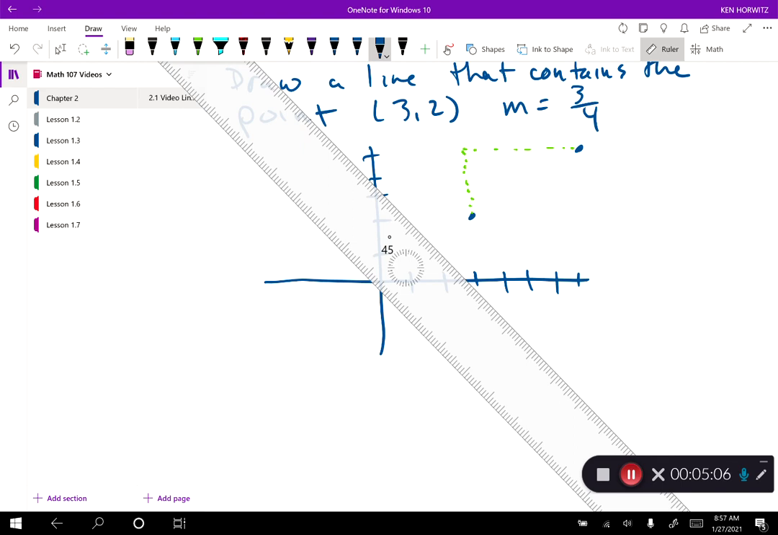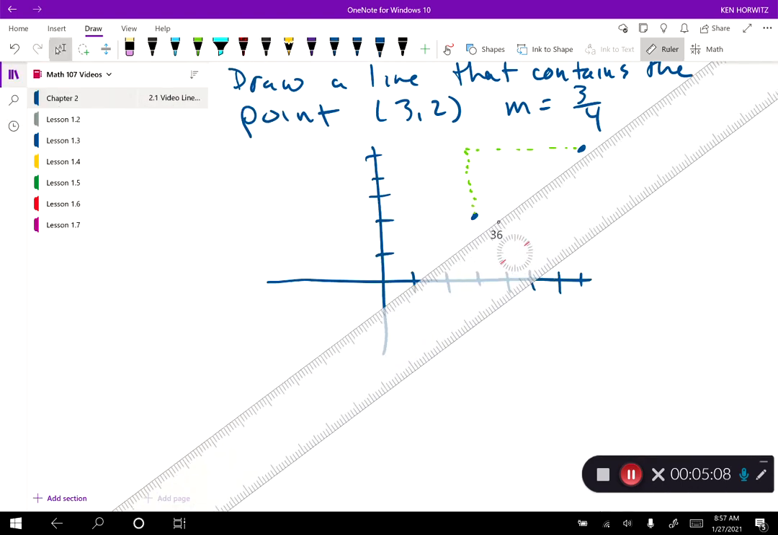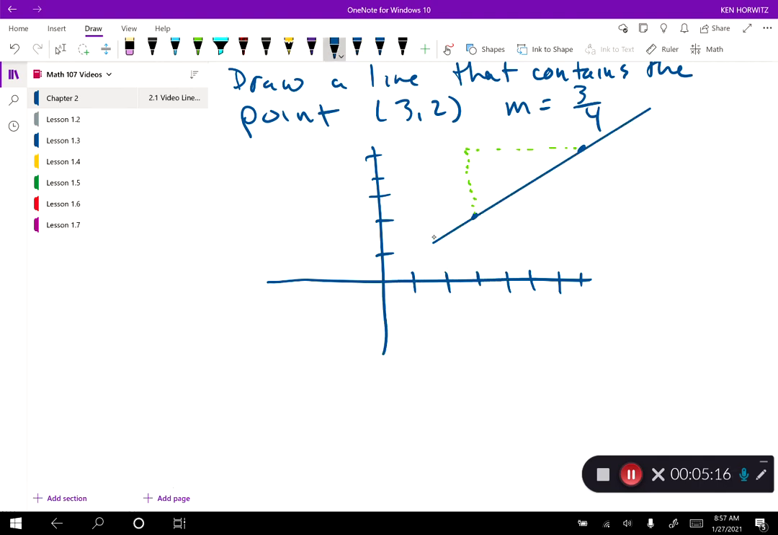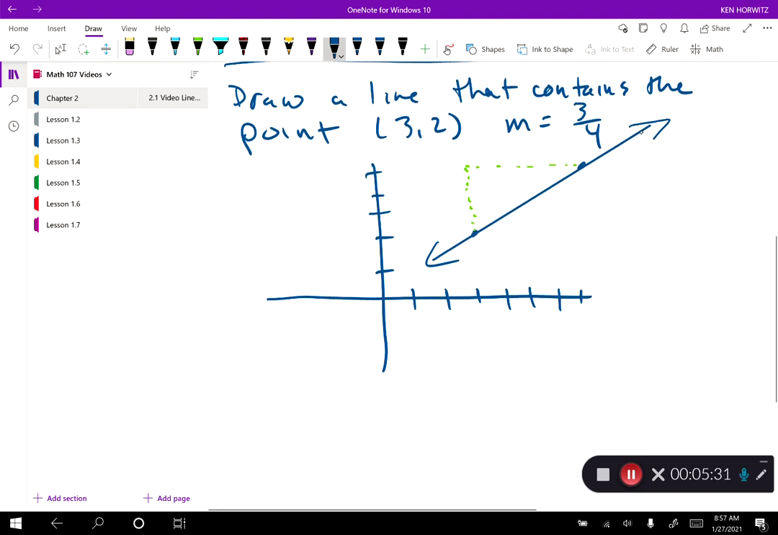And then, because my straight lines are never so straight, I use my ruler. And there's your line. So you see, having a really good understanding of slope is really, really helpful. Now that's good for a positive slope, but let's say we were drawing a line that contains the point (3, 2), but now I want to change the slope. I don't want a slope of 3/4 anymore.